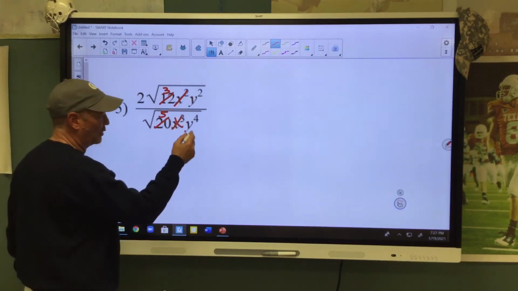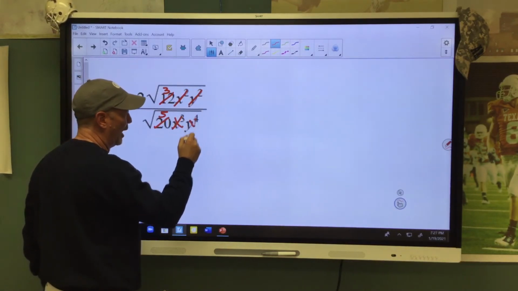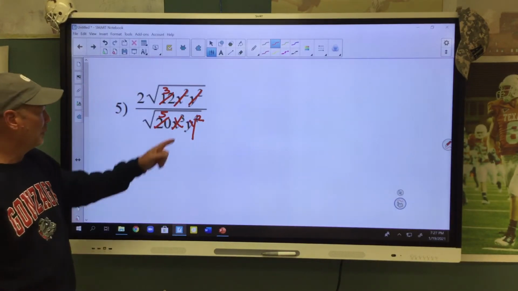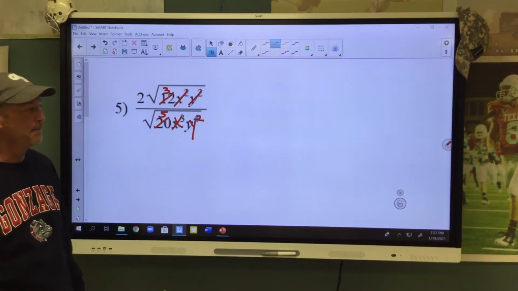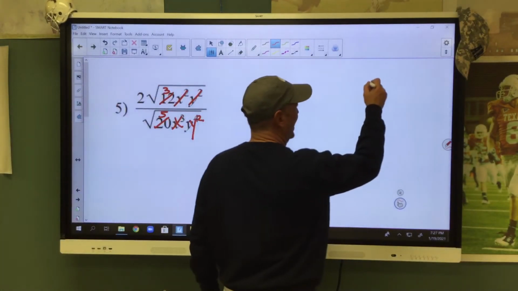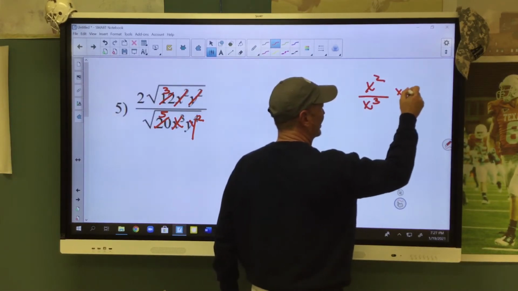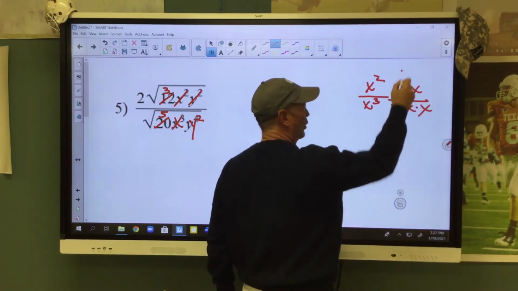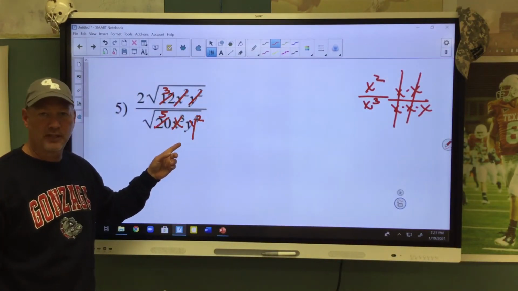Y squared over y to the fourth. This is going to reduce to y squared in the denominator. And then we know what the square root of y squared is, but we'll take it in steps. In case you forgot, on these exponents, we had x to the second over x to the third. X times x, x times x times x, cancels, cancels. That's why we were left with x to the first at the bottom.